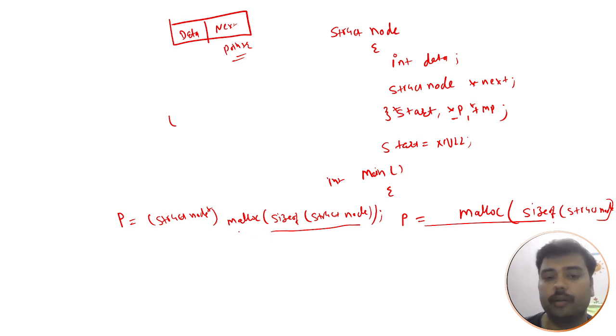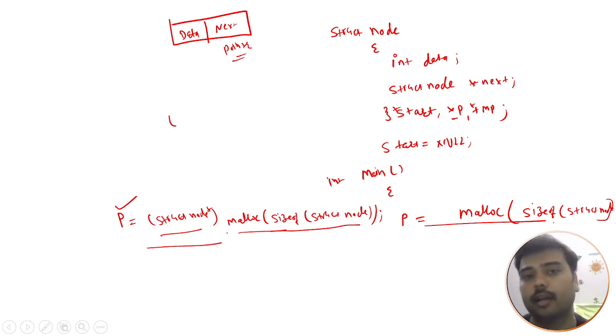The malloc function returns the address of that reserved block, and this is typecast according to the pointer, and that address is held by p. So it is simply used to declare a single node of a particular linked list.